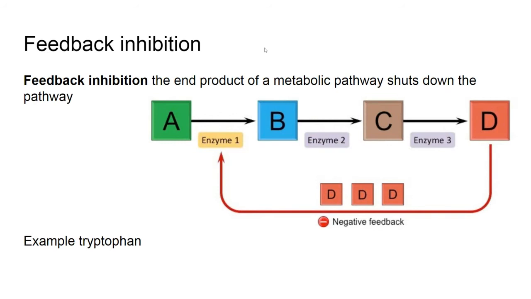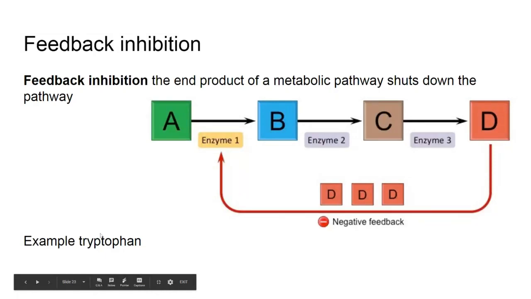And then we have feedback inhibition, which is the end product of a metabolic pathway shutting down the pathway. So we have a reactant, and then it goes through the processes to make a product. But eventually we will accumulate a product, and part of that product will go back and become an inhibitor for the enzyme. An example of this is tryptophan, which on Thanksgiving we eat a lot of turkey, which will make us sleepy, and the reason is because of tryptophan.